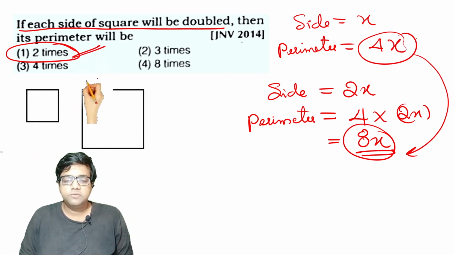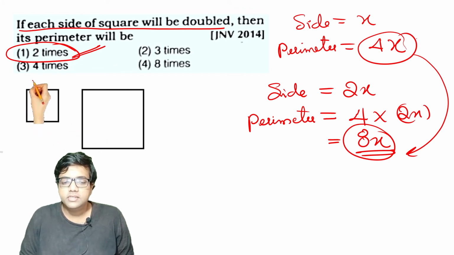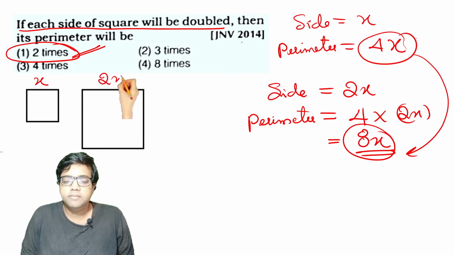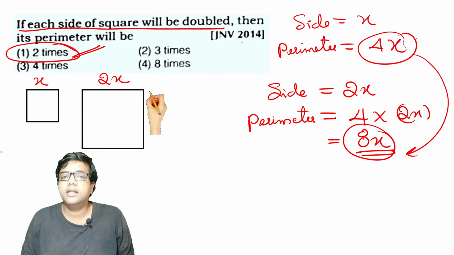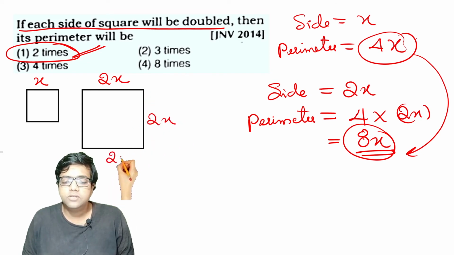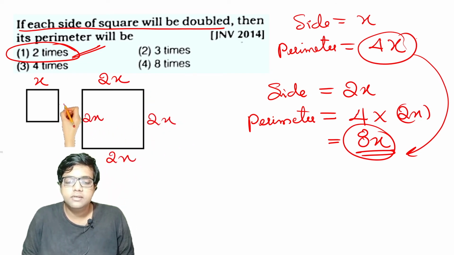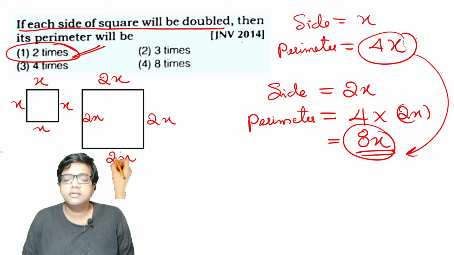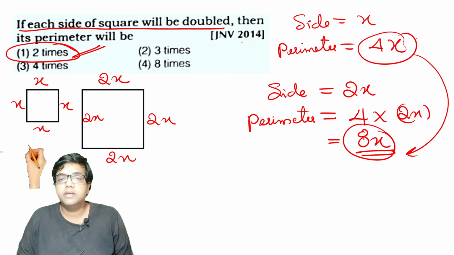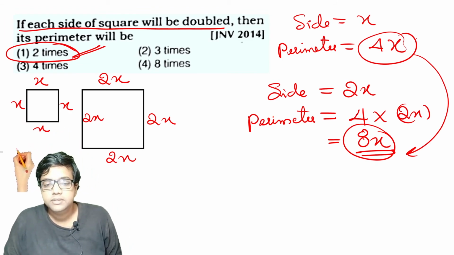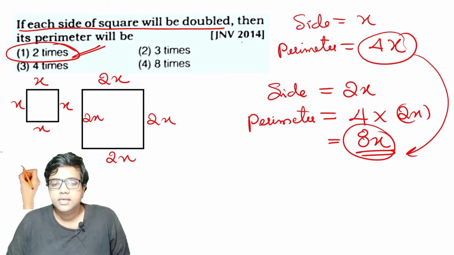All right. So this is what happens when you increase. Initially it was x, so it became 2x, right? You doubled the length of each side of the square, right? Initially it was all x and x. So what will happen to the new perimeter? The perimeter will also be doubled. So that is the essence here.